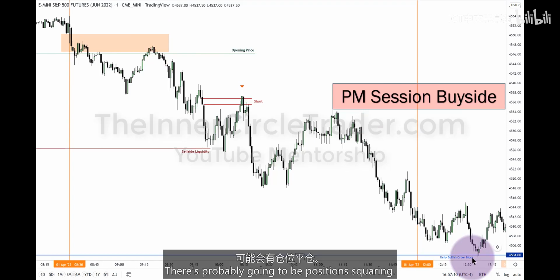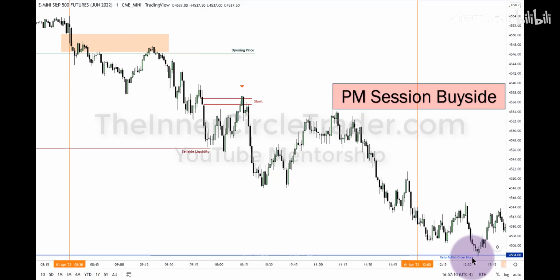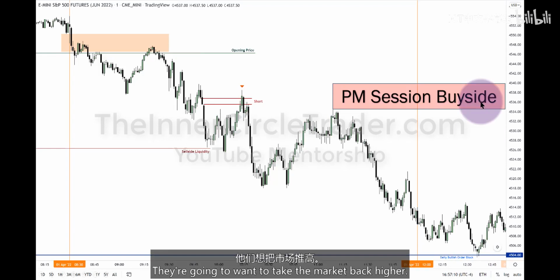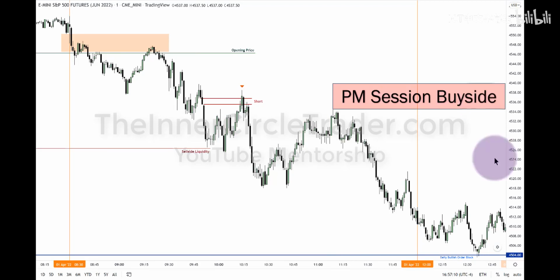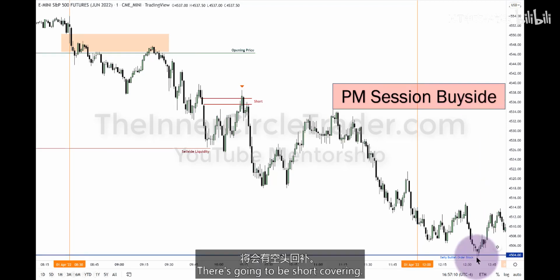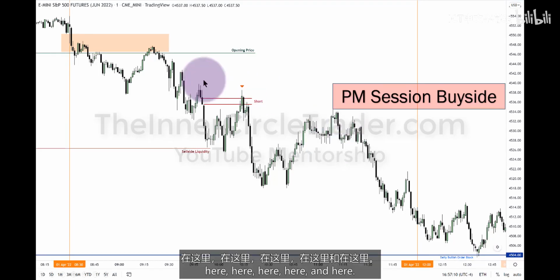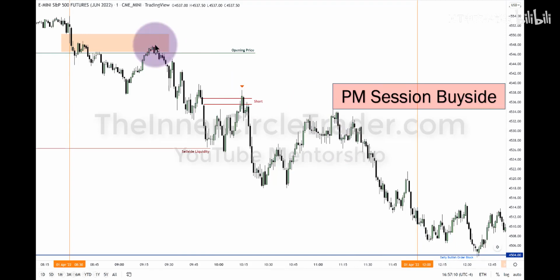It's Friday. There's probably going to be position squaring. They're going to want to take the market back higher. So what are they going to reach for as an opposing move? Notice what I'm saying here. This was the target. There's going to be short covering. Who's short covering? The smart money that sold short here, here, here, here, here, and here.